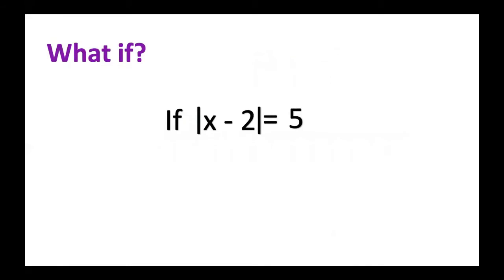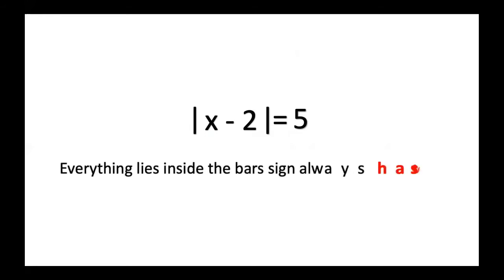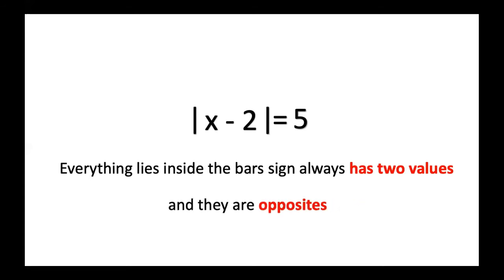Now, suppose we have the absolute value of x minus 2 equals 5. What are the possible values of x? To help you solve this kind of equation easily, keep in mind that everything inside the bar sign always has two values, and these two values are opposites.